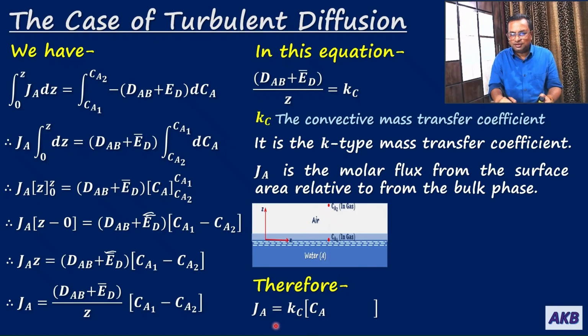So therefore you have Ja is equal to Kc into Ca1 minus Ca2. So this is the defining equation for K-type mass transfer coefficient. Ja is equal to Kc into Ca1 minus Ca2. So this is how K-type mass transfer coefficient is defined. Let us move ahead.